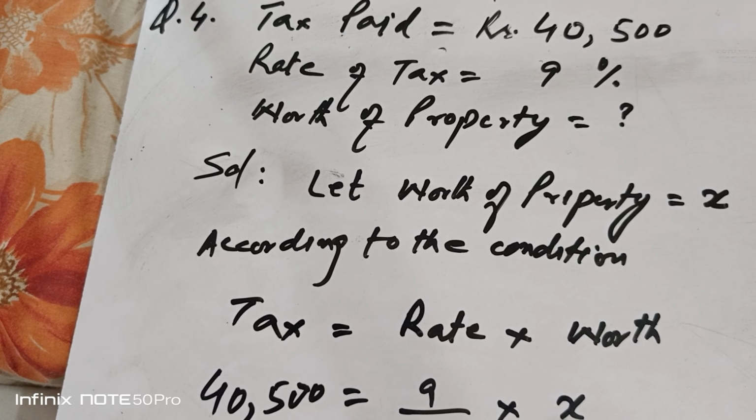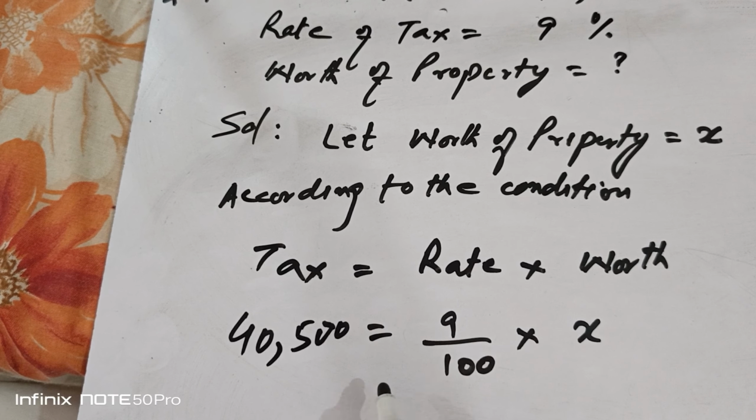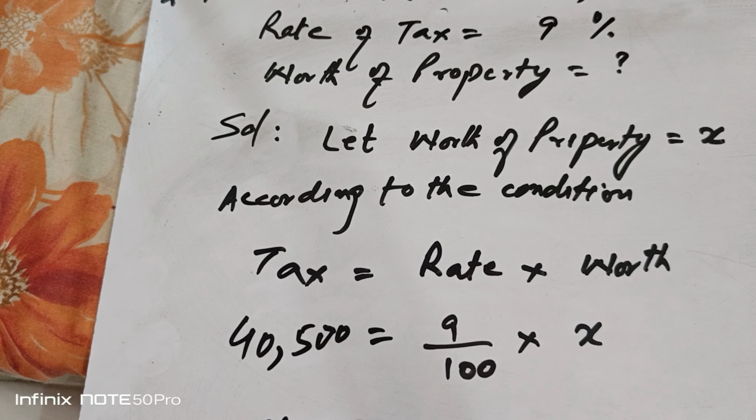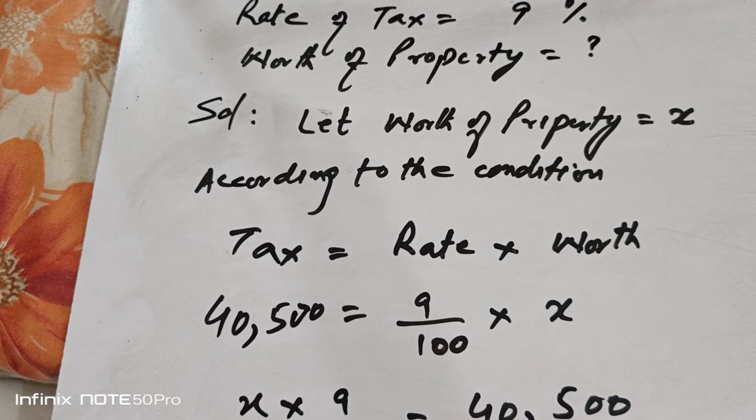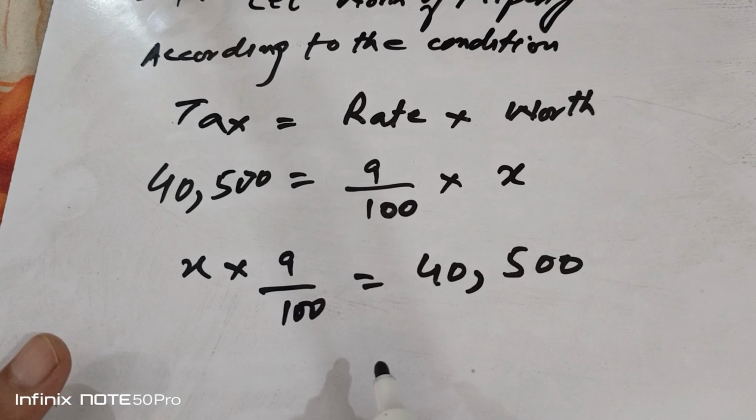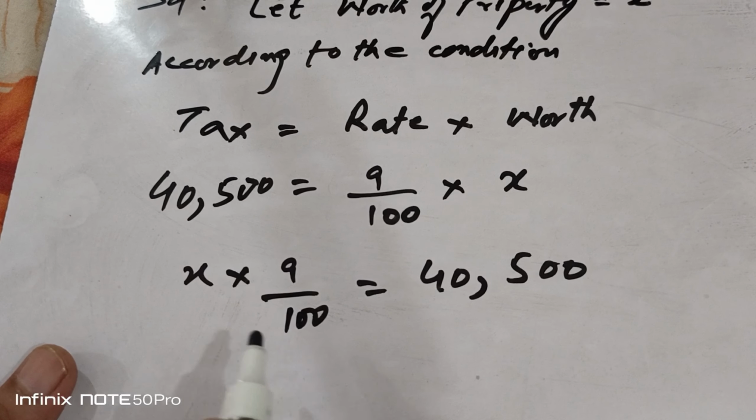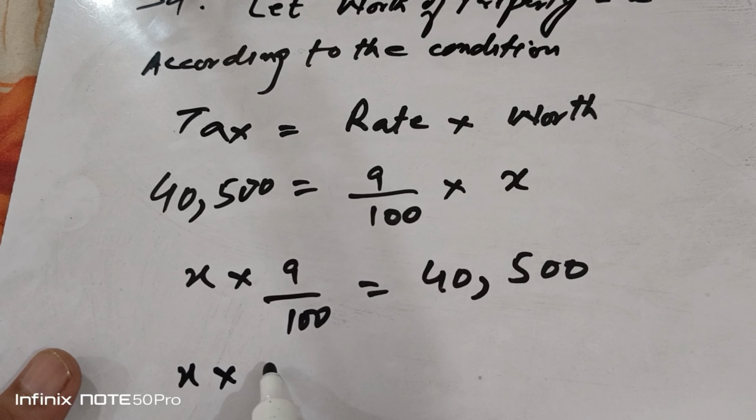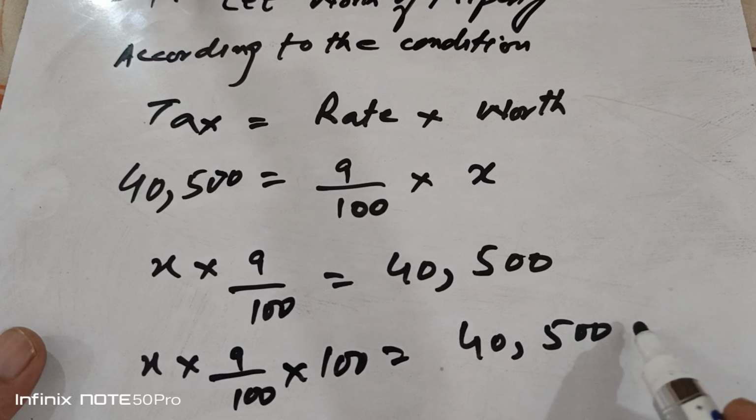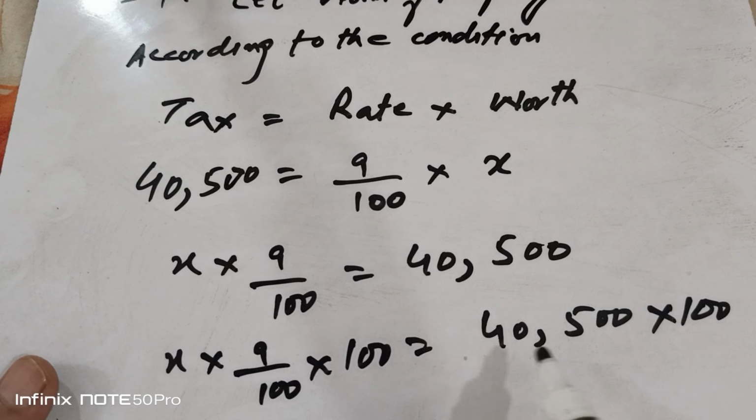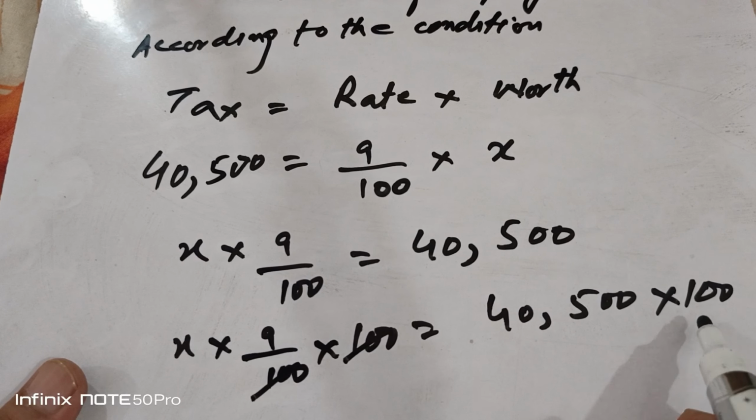So we have to find the worth which is x. So yes, we can convert all this towards next side. x into 9 by 100 equal to 40,500. And by doing this, we can multiply 100 to both sides. x into 9 by 100 multiplied by 100, and 40,500 multiplied by 100. On both sides of the equation we have multiplied this, and at this side we will cut off this 100 with this.